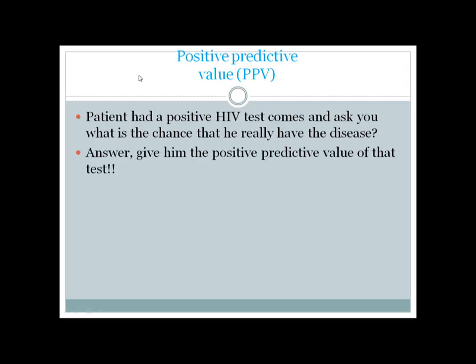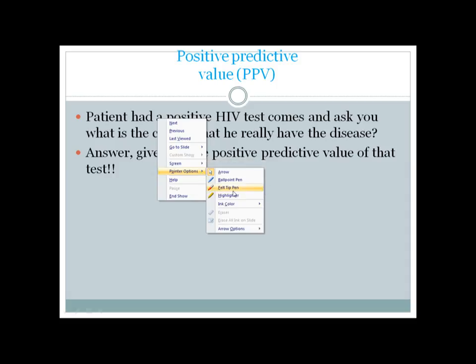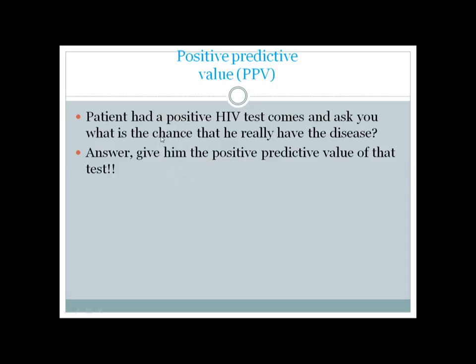Suppose a patient comes to you who has a positive HIV test and asks you what is the chance that he really has the disease, given that he already has a positive test result. Your answer should be to give him the positive predictive value of that specific test. So that should answer his or her question.